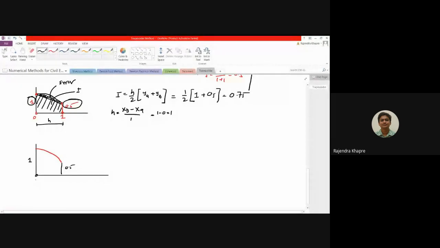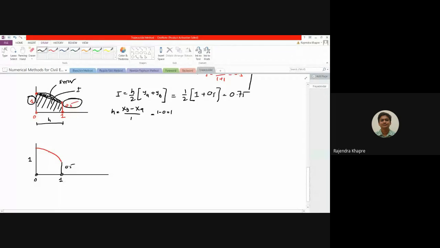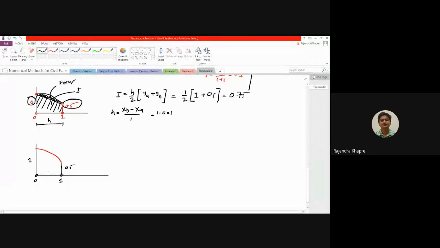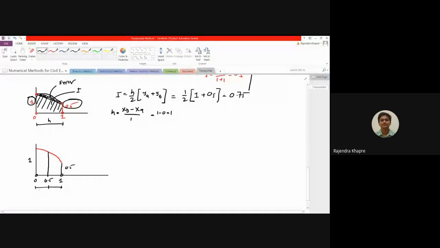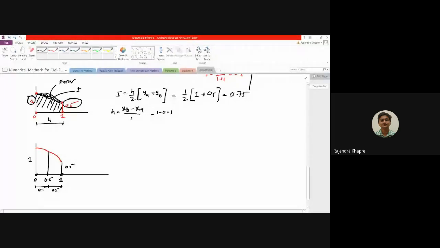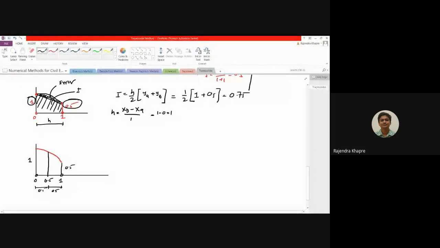So this is nothing but 0 and this is nothing but 1, but this time I will be going with one more interval over here. Let us say this will be now 0.5, that is exactly the center of the upper limit and lower limit. So this will be 0.5, and this will also be 0.5. So this is the center point, and I need to calculate what will be this value.